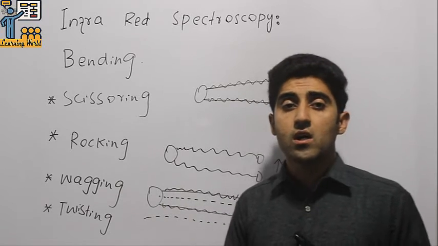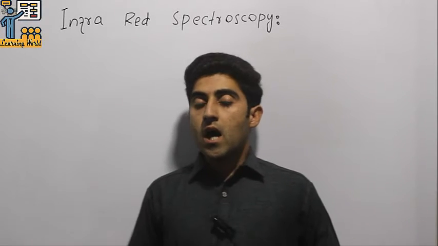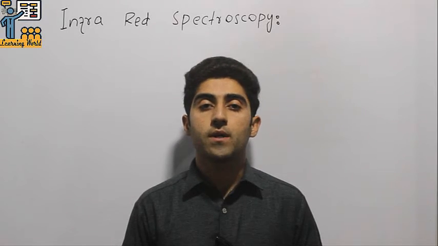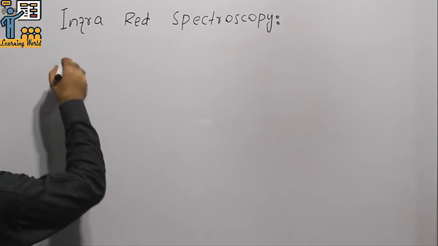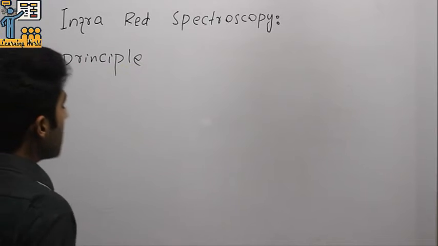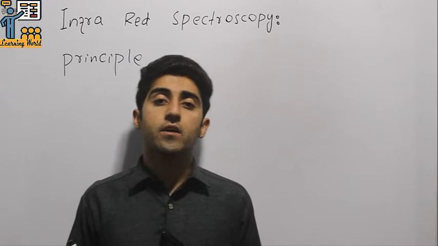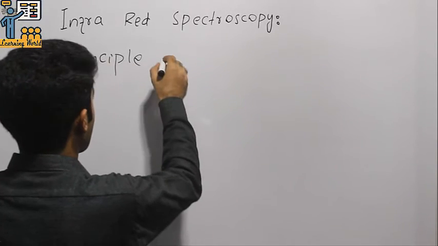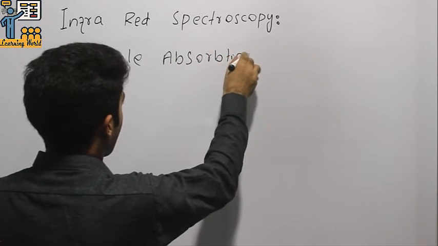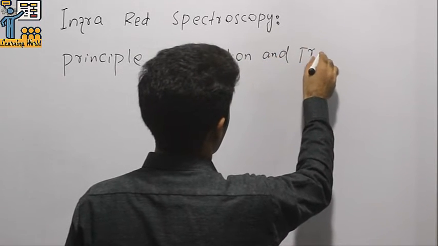So that's all about the different types of vibration present in infrared spectroscopy. Now we will discuss the main principle of IR spectroscopy. What is the main principle of IR spectroscopy? The main principle of IR spectroscopy is absorption and transmittance.